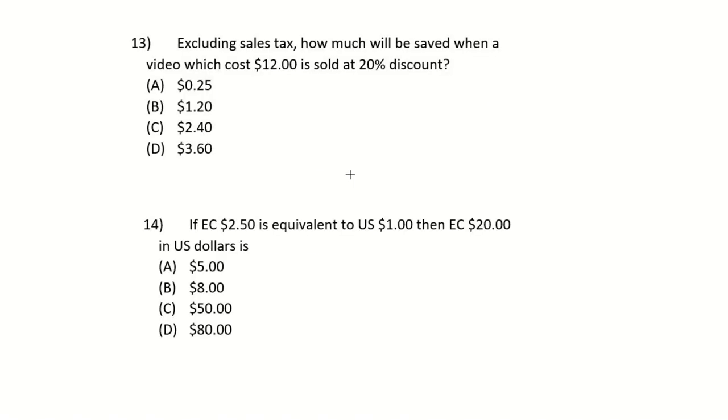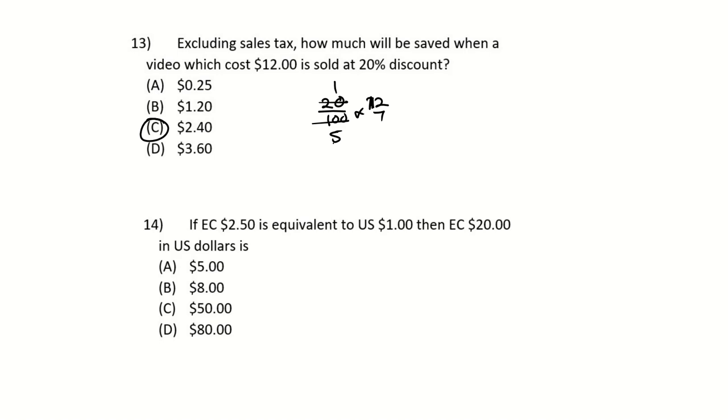Let's look at January 2024, Paper 1, Consumer Arithmetic, number 13 to 20. Including sales tax, how much will be saved when a video which costs $12 is sold at 20% discount? So they're asking you how much will be saved. So basically they're asking you for the discount. So 20 over 100 multiplied by 12 over 1, 20 into 20, 20 into 100, 5 into 12 is 2. You're looking for 2, you don't even need to solve it, you know it's C. You could also say 12 divided by 5, and you can see that it will be $2.40.